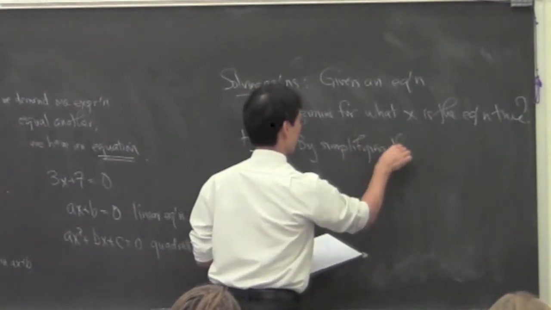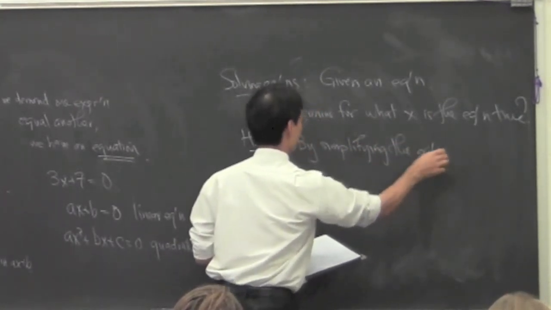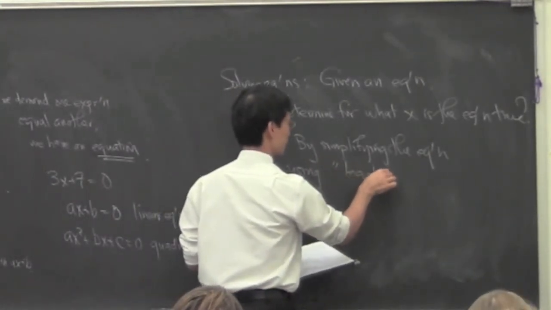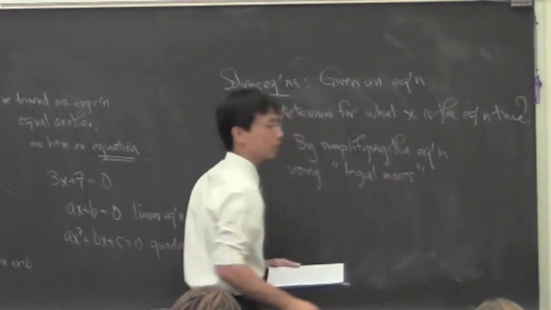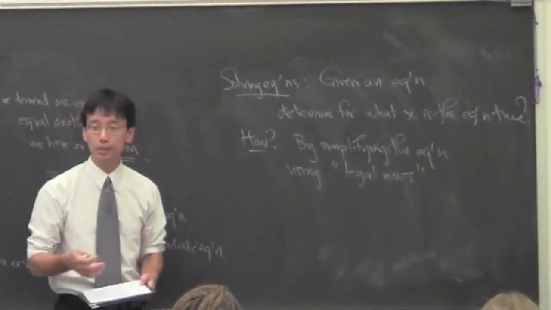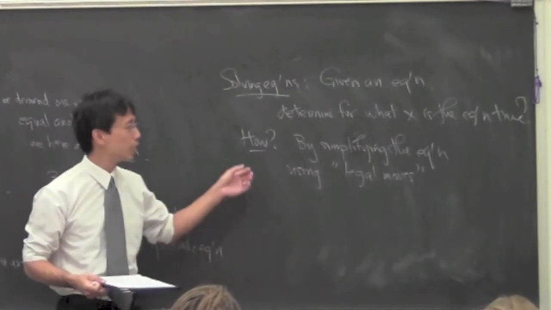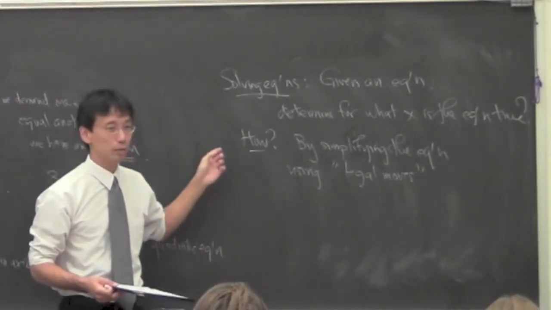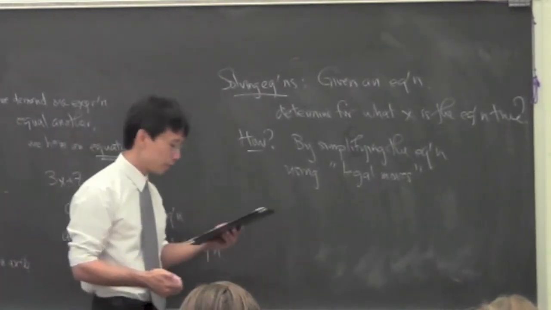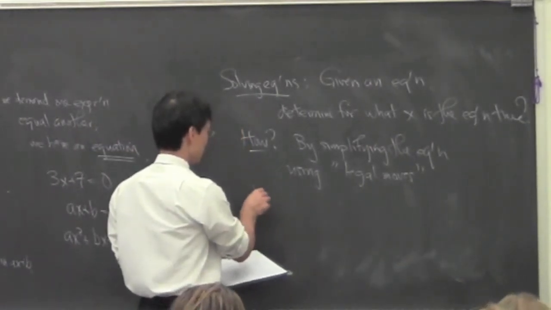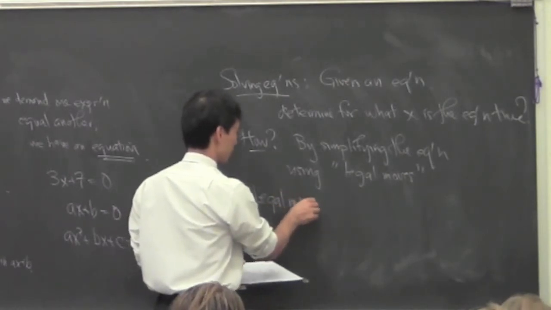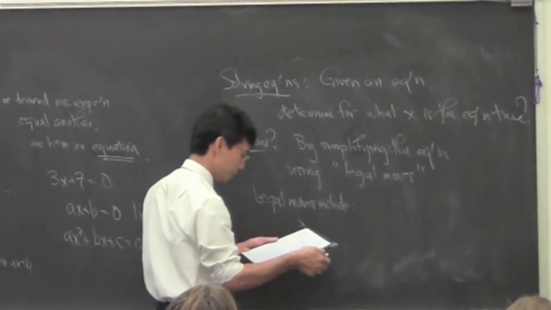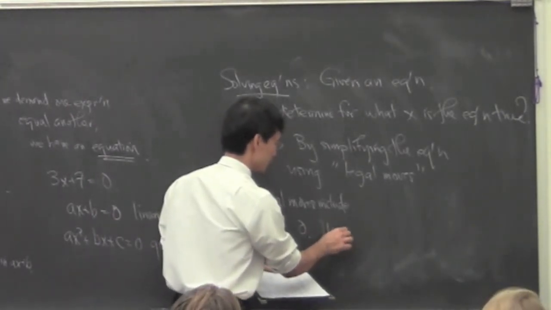Simplifying the equation using some legal moves. So you're allowed to do certain things to the equation without changing the solution set. And those things are basically the following. So legal moves include number zero, just using properties of numbers.